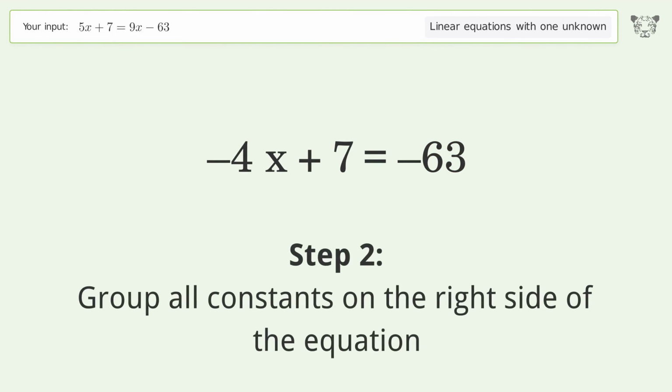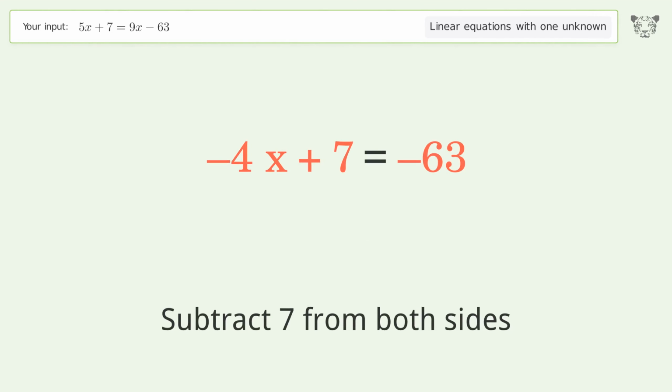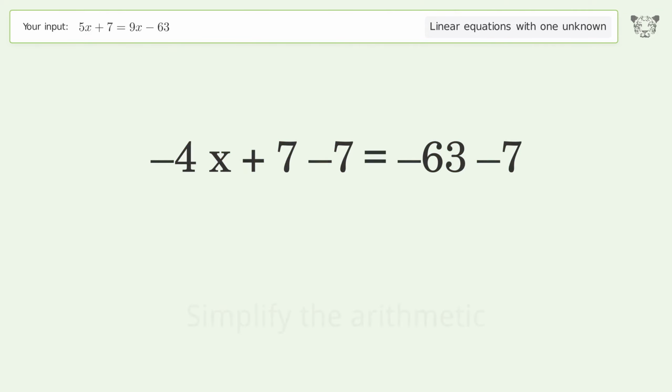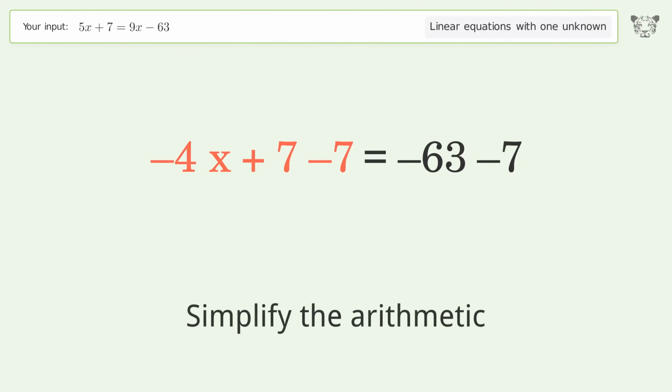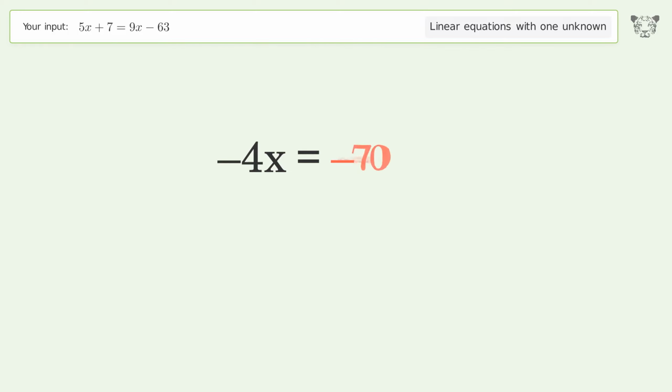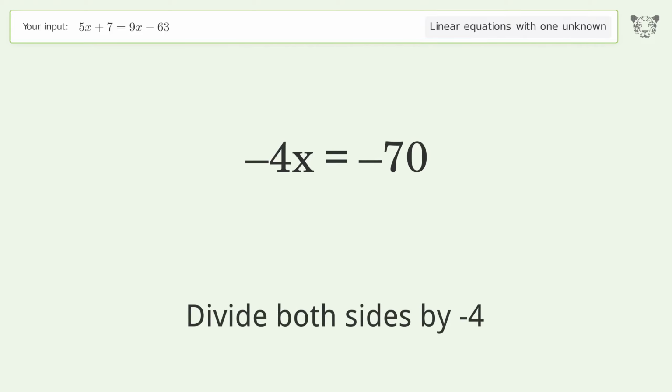Group all constants on the right side of the equation. Subtract 7 from both sides. Simplify the arithmetic. Isolate the x. Divide both sides by -4.